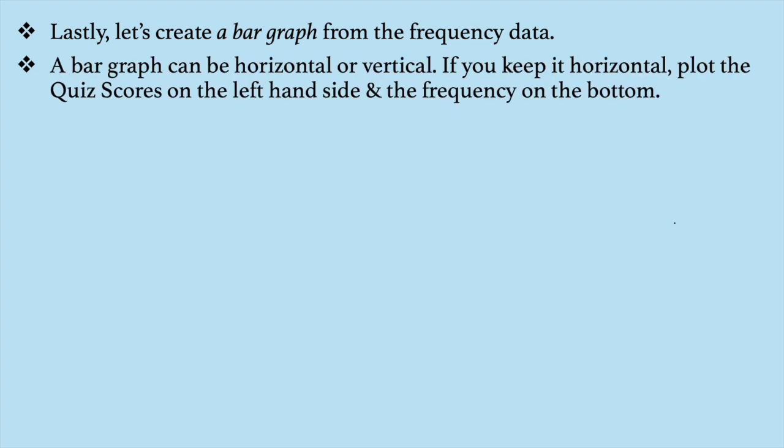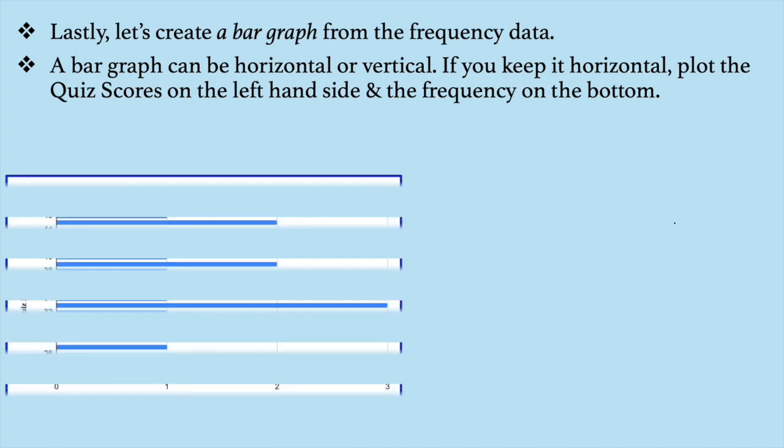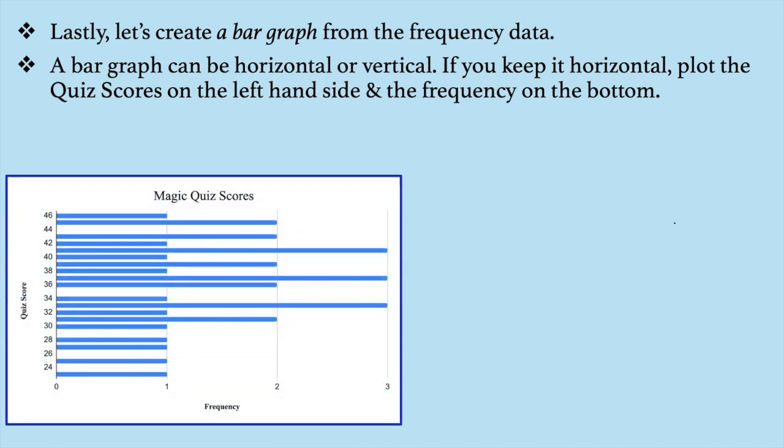The last thing we're going to do is create a bar graph from the same frequency data. So a bar graph can be horizontal or vertical. If you want to keep your bar graph horizontal, you're going to plot the quiz scores on the left-hand side of the graph and the frequency along the bottom. So it'll look something like this. Typically, we were used to plotting frequency on the y-axis. In this case, the quiz score will go on the y-axis and the frequency will go on the x-axis.